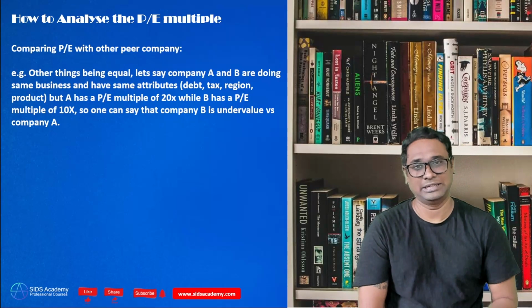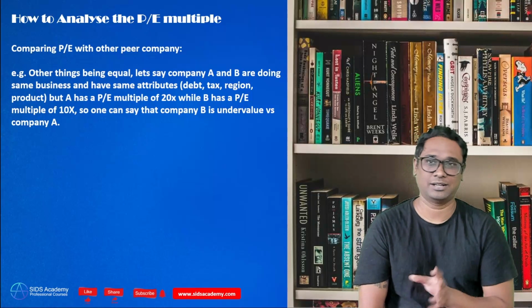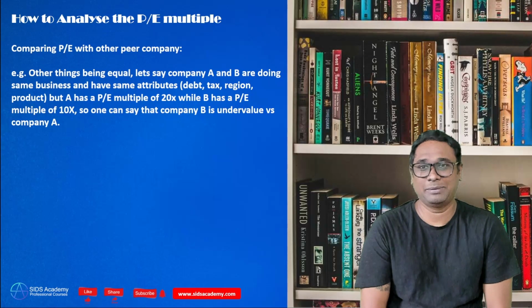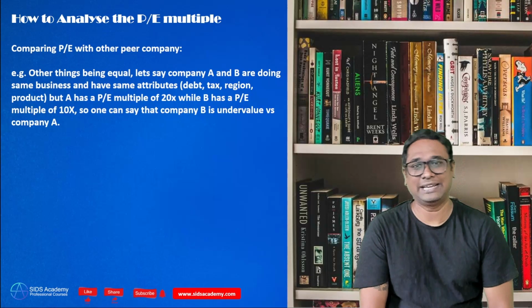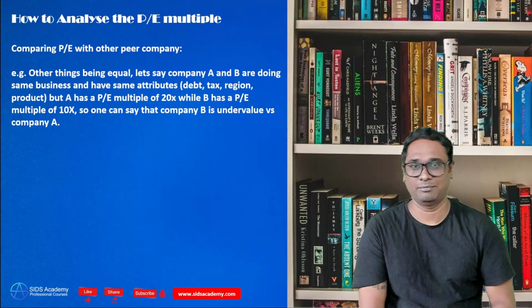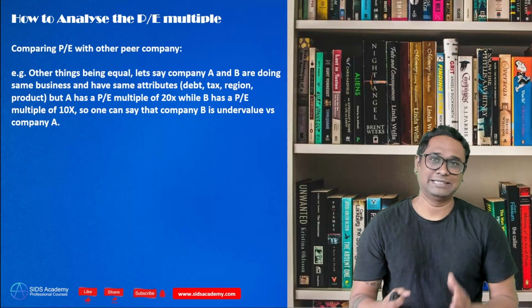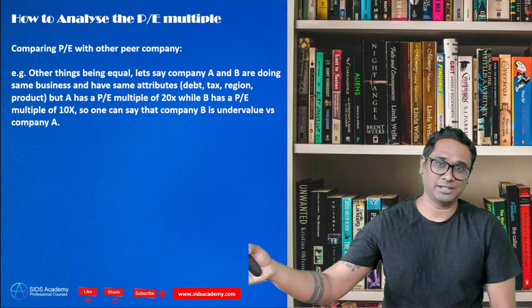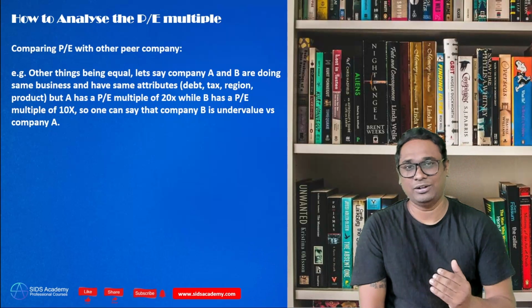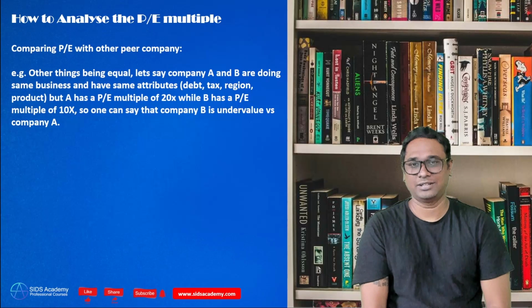same attributes, debt, tax, region, product, etc. But A has a PE multiple of 20x while B has a PE multiple of 10x. So one can say that company B is undervalued versus company A because it's in the same business, and when you are comparing it with another company, all you are going to understand is whether your company is undervalued or overvalued versus the other company.